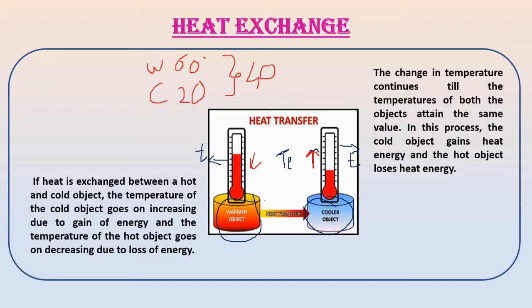Now this example I have taken just for our understanding. For different objects the temperatures will be different, and in this process the cold object gains heat energy and the hot object loses heat energy. We already know that during the heat transfer, the cooler object will gain some amount of heat energy and the warmer object will lose some amount of heat energy, and due to this transfer they will attain the same value, and till this time heat exchange will take place.